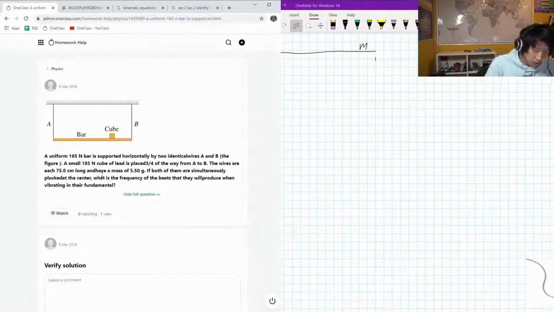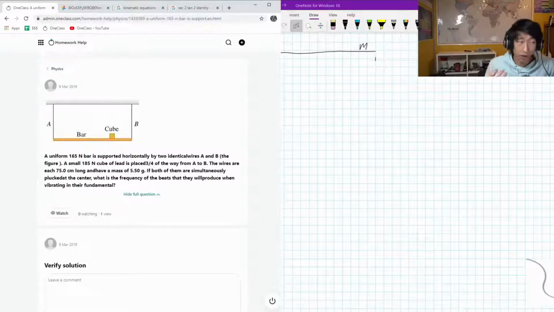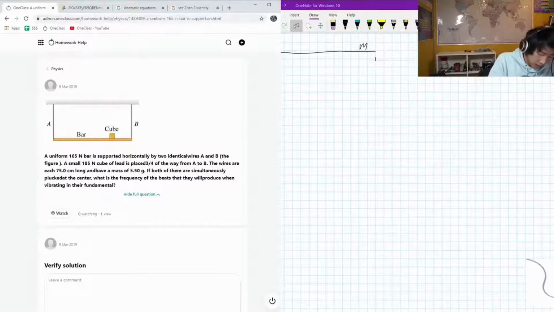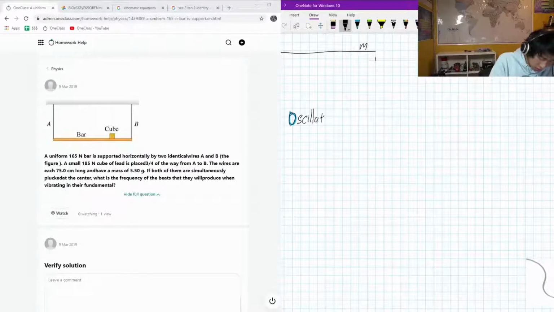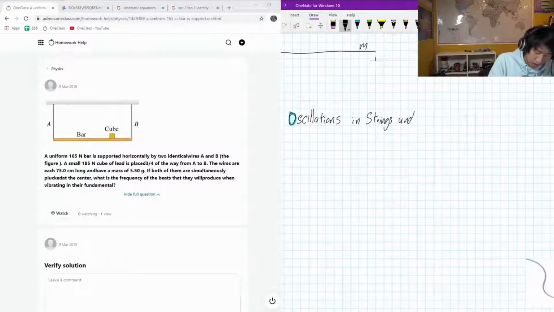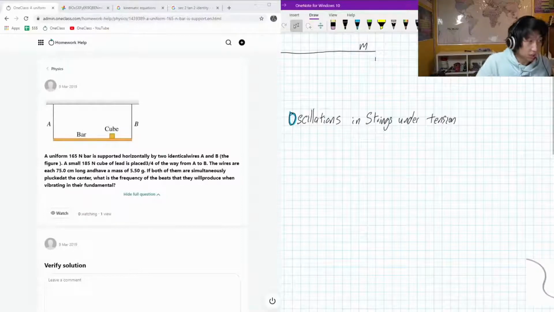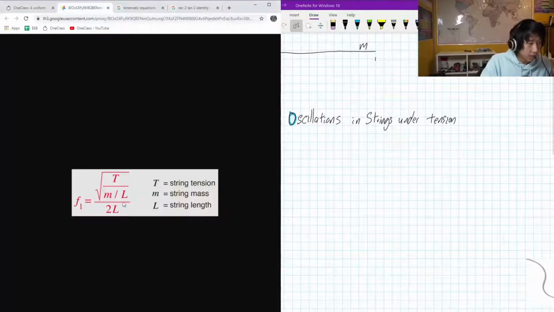Pretty cool. So let's actually draw a diagram of this, and then we can put on the forces, and with that we could get the answers that we need, because the fundamental concept that we need here is oscillations in strings under tension. Okay, the equation that we're looking for in this situation is this equation.